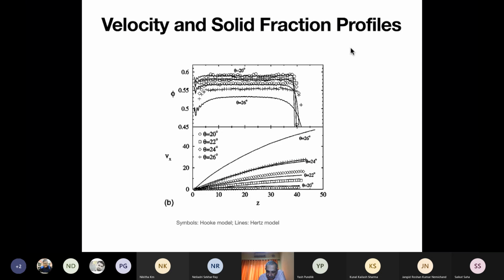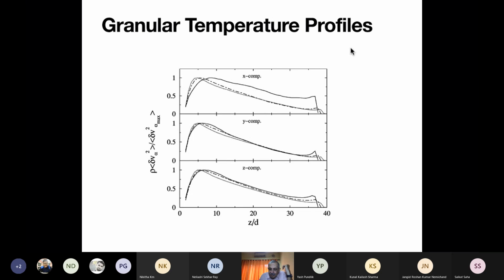There are two different models that are used for the interparticle forces. The symbols are for the Hooke model and the lines are for the Hertz model. So they give slightly different results, of course, depending on the parameter values also. They could also calculate the granular temperature as a function of height, and you can see that it varies. This is not quite an isothermal system. Zero is the base, so the temperature is highest near the base, and then it goes to a low value near the free surface.